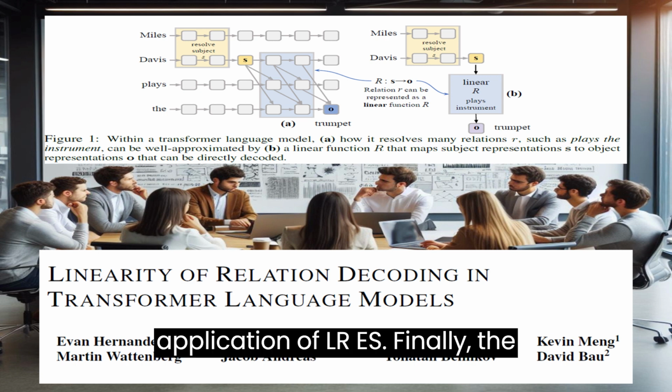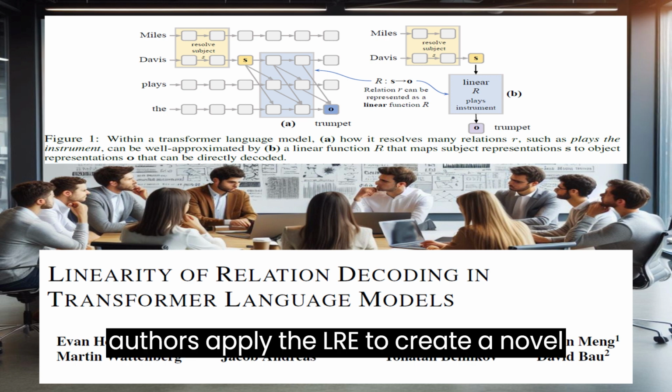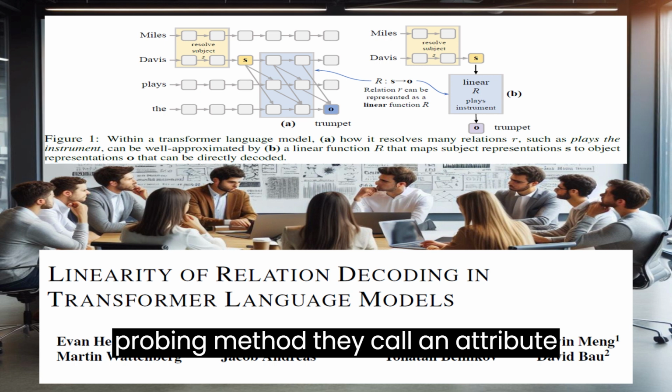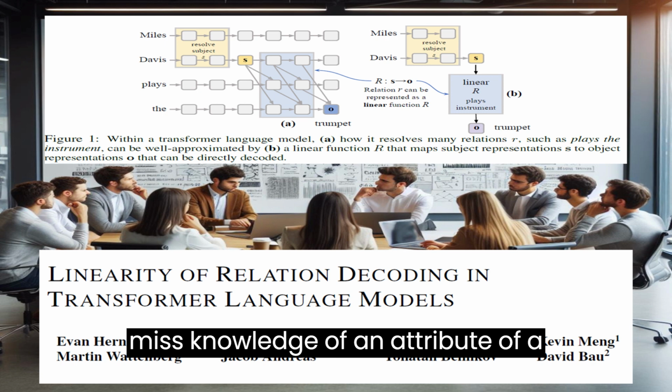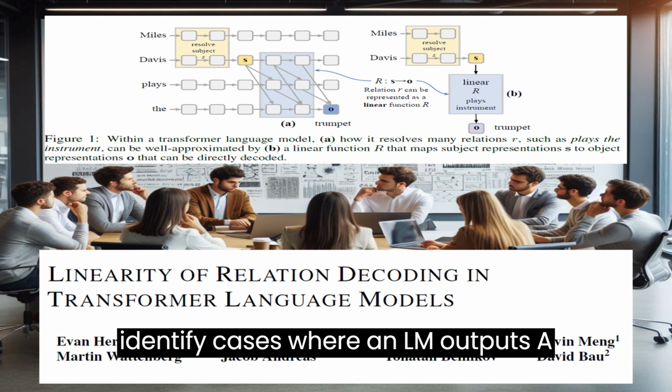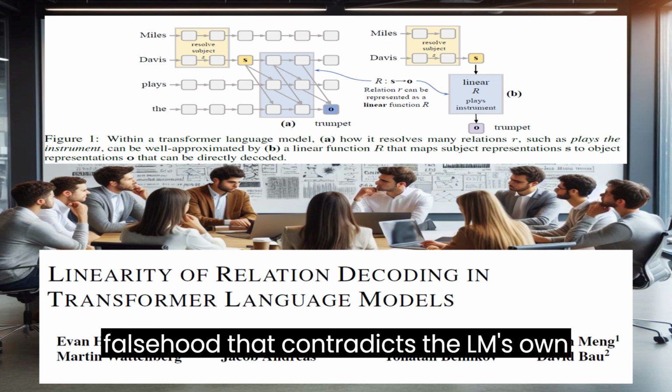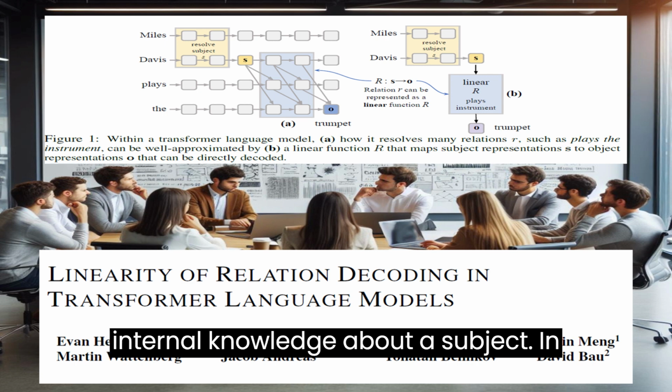Application of LREs. Finally, the authors apply the LRE to create a novel probing method they call an attribute lens. This method provides a view into a LM's knowledge of an attribute of a subject with respect to a relation R. They find that the attribute lens can identify cases where an LM outputs a falsehood that contradicts the LM's own internal knowledge about a subject.